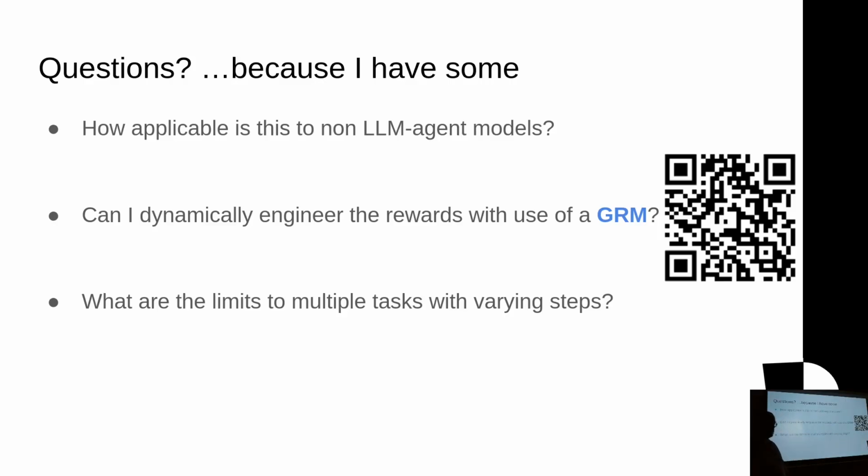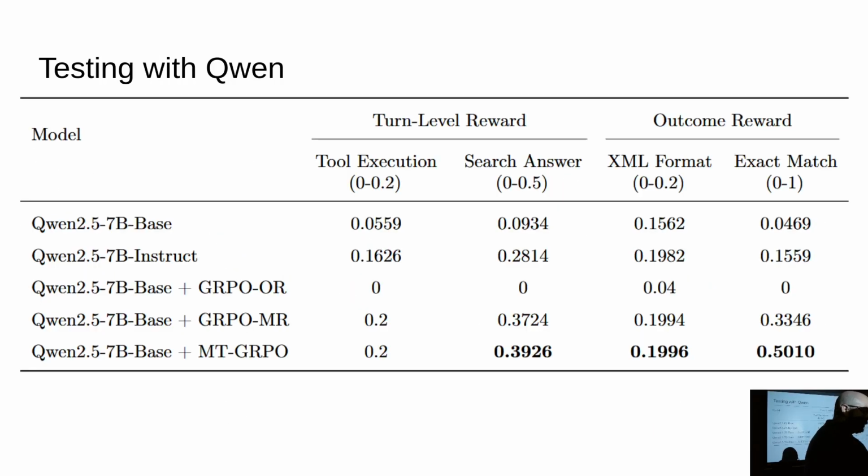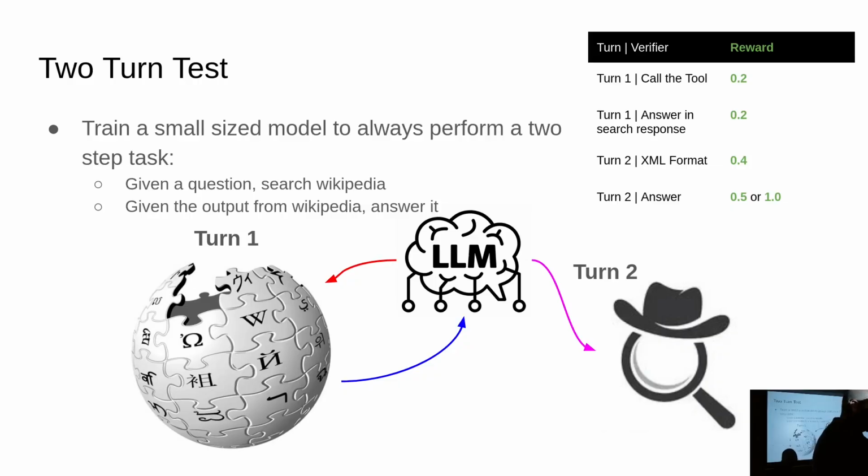A bit more color on how to find the score? Is it a GRM? They use their verifiers, which is one of my biggest problems with the paper. If you look at it, calling the tool is really easy to detect. You just have a little thing in your function that triggers whether or not you did it. Format, you run an XML formatter, pass or fail. The problem with that is that it doesn't scale. It means you now need engineering time to build out verifiers for everything.